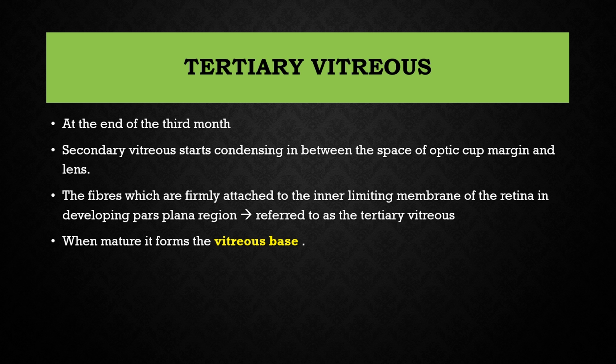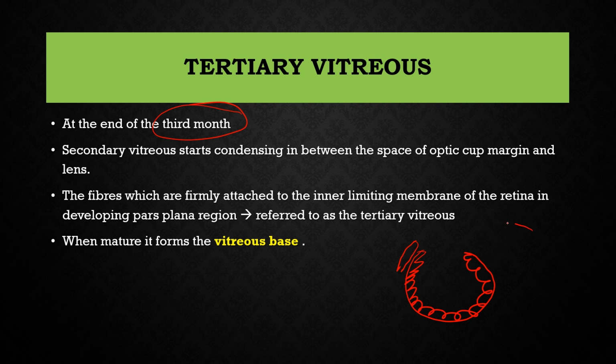Now that we know what is meant by the secondary vitreous, you should know what is meant by tertiary vitreous as well. Tertiary is the third vitreous, so you can roughly remember that it comes at around the 3rd month of gestation. Basically what starts happening is that the secondary vitreous starts condensing in the peripheral portion, specifically in the area of the pars plana.